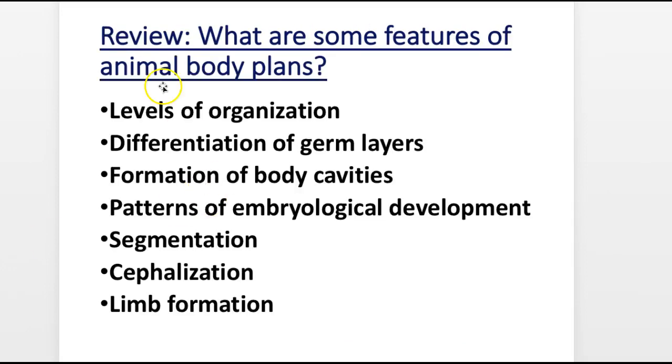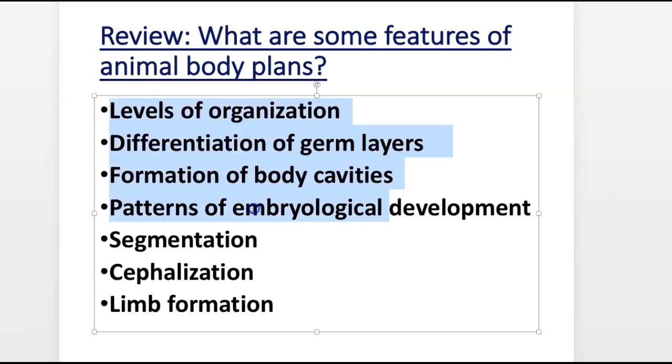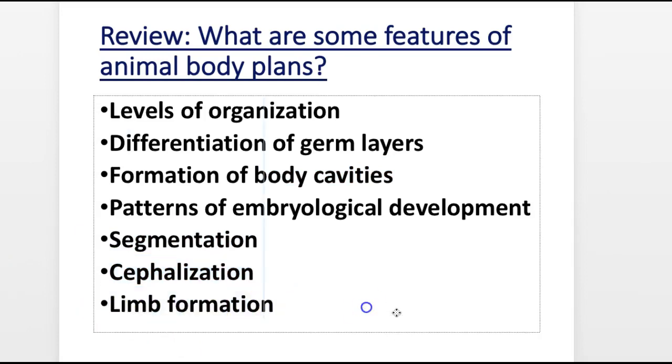So here are all of the features of an animal body plan. Levels of organization, right? The different layers of your body, differentiation of germ layers. So as your initial ball of cells is developing, there are different layers of it that will turn into different parts of your body. Formation of body cavities, that's your stomach floating in your body cavity. And then patterns of embryological development, there are different patterns. Segmentation, cephalization, limb formation.